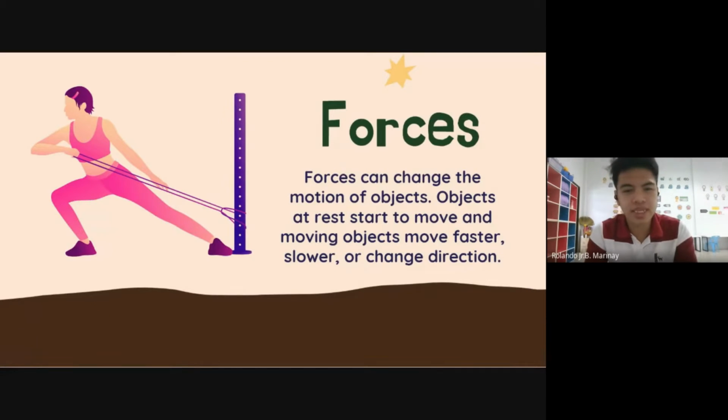Forces, kids, can change the motion of objects. Objects at rest start to move and moving objects move faster, slower, or change direction. Forces can do some things. The first thing that it can do: an object that is not moving will start to move. For example, kicking a ball. A ball is not moving by itself, but when you kick it, it will start moving. That is the first thing. An object at rest will start moving.